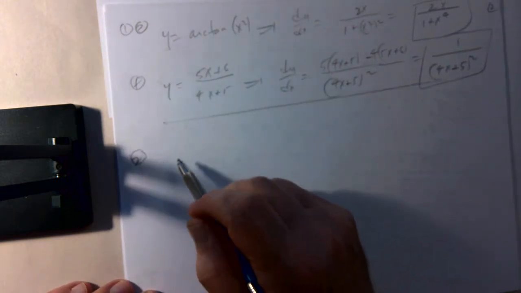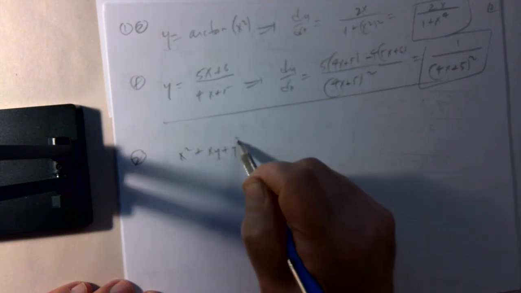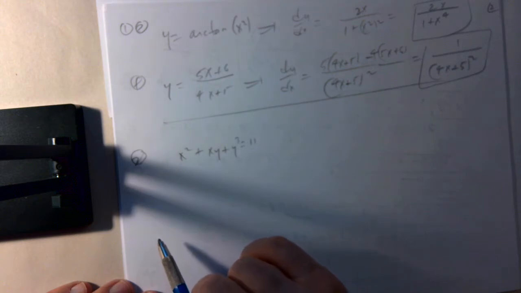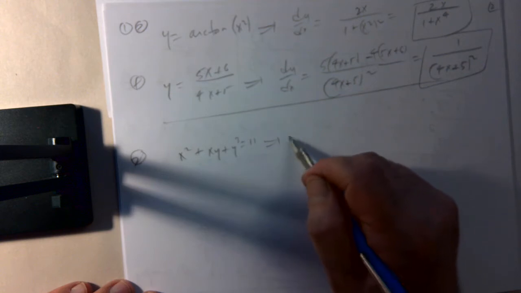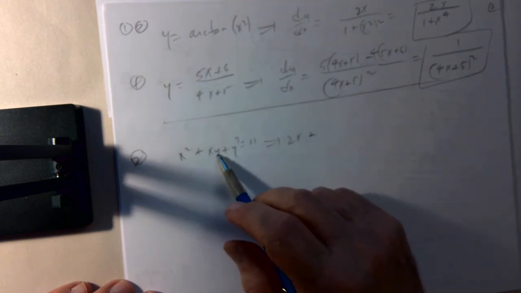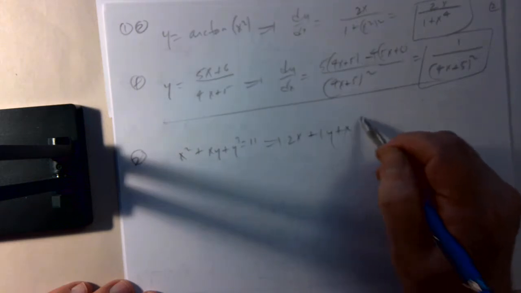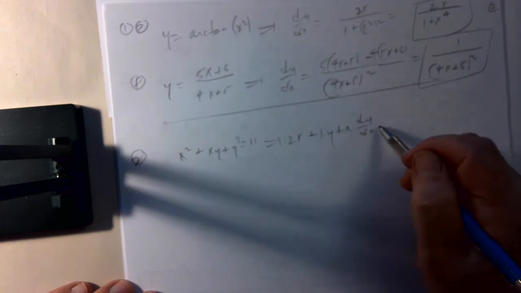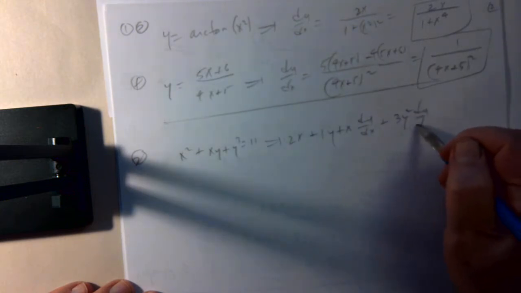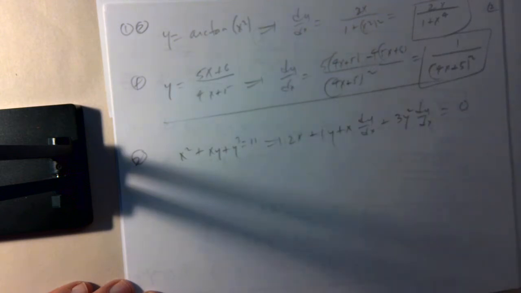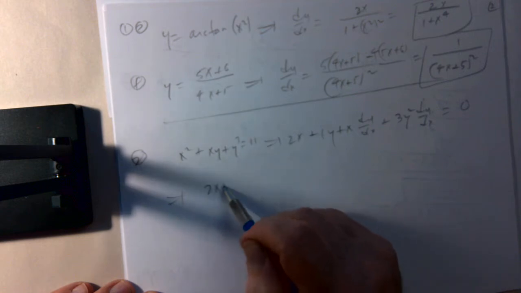Problem 2, if we have the curve given by x squared plus xy plus y cubed equals 11, implicit differentiation. If you differentiate with respect to x, the derivative of x squared is 2x. The derivative of xy is the derivative of x, which is 1 times y, plus x times dy/dx, which is what we're trying to figure out. Derivative of y cubed is 3y squared dy/dx, equals the derivative of the constant 11, which is 0.